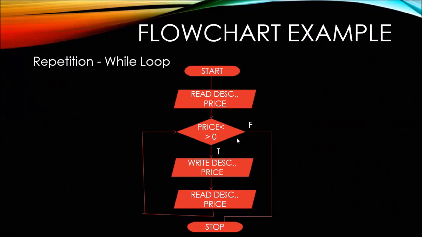So if the person is supposed to enter the price of an item and that price is zero, then the program is just going to automatically stop. And that is why we have stop here. So here, this part is connecting it back, coming back to our decision. And then from the decision, after checking, it will stop depending on what the user entered. All right, let's move on to another example.